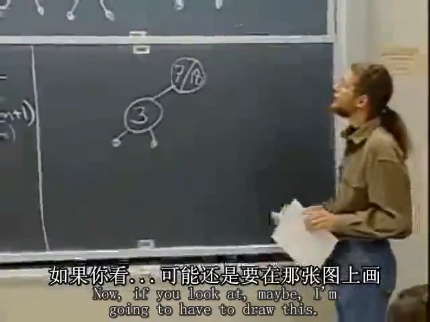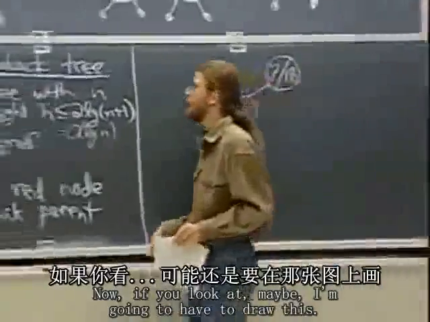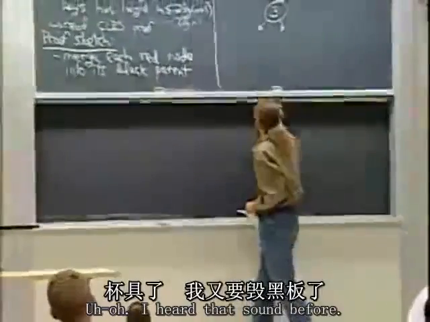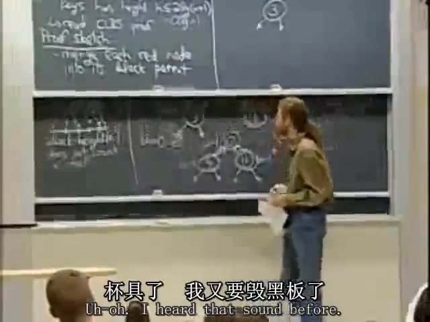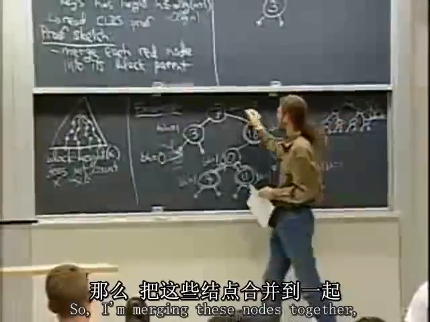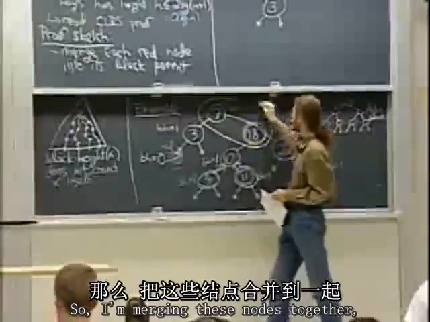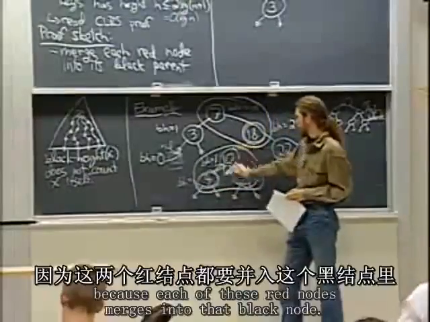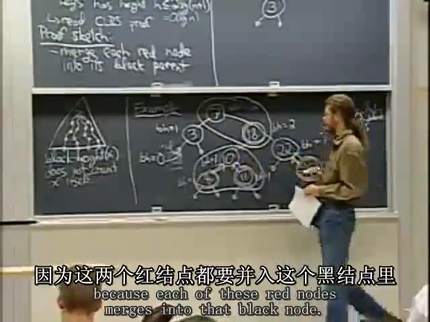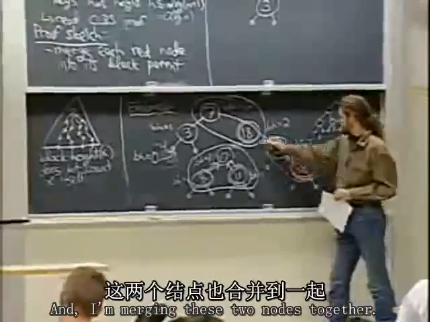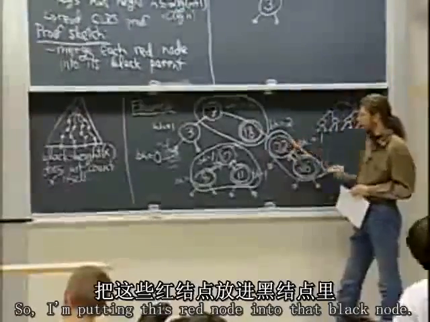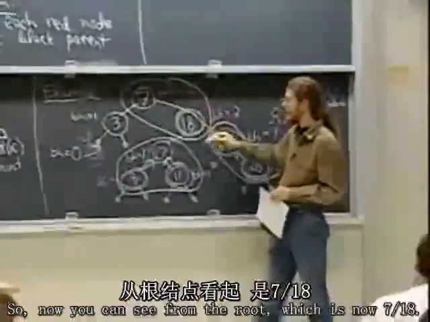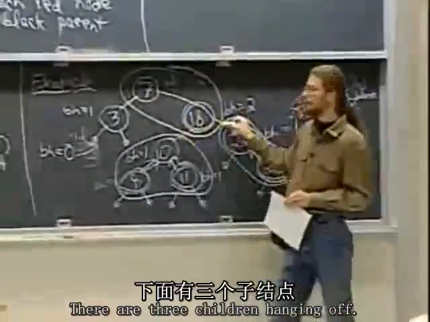Now, I'm going to have to draw this. I'm merging these nodes together, and I'm merging all of these nodes together, because each of these red nodes merges into that black node. And I'm merging these 2 nodes together, so I'm putting this red node into that black node. So now you can see from the root, which is now 7/18, there are 3 children hanging off.